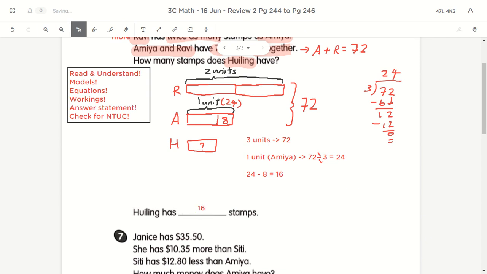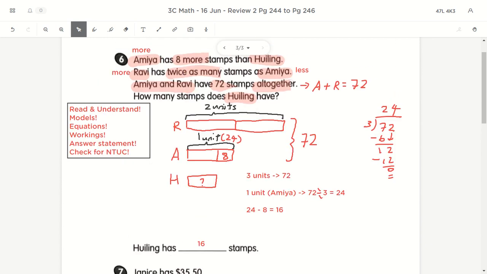Okay, so the main thing here is to be able to see that, hey, 72 is 3 units, 1, 2, and 3. To find 1 unit first, which is Amia. I know Amia has 8 more than Hui Ling. All I need to do is to minus 8 to get Hui Ling because Hui Ling has less. That's why the answer is 16.